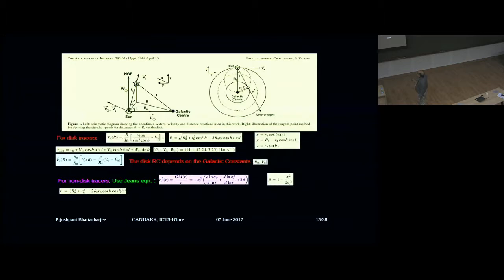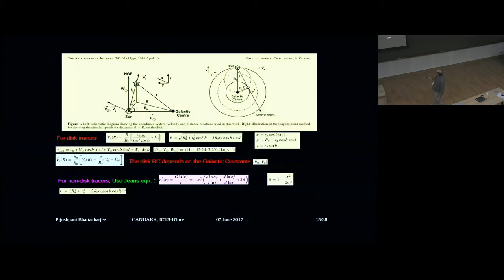You use various methods. I won't bore you with the details, only to mention that two different methods are used. For the disk stars, it's relatively easy to calculate. The rotation speed at a distance r is related to the galactic coordinates, l and b, of the tracers, and there's something called V_LSR, the local standard of rest, because we are moving along with the sun, but you want to measure the rotation speeds with respect to the galactic center, so you have to do some transformations. So you have to find what the local standard of rest is. Our sun itself has some motion in the disk, and so you put all these things in, and you can calculate using such a formula.